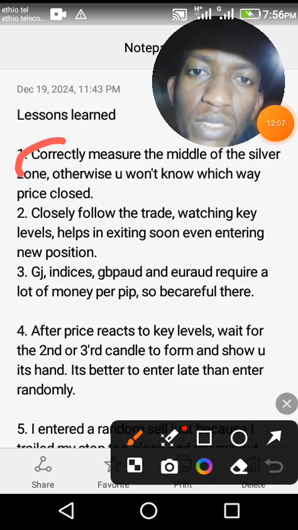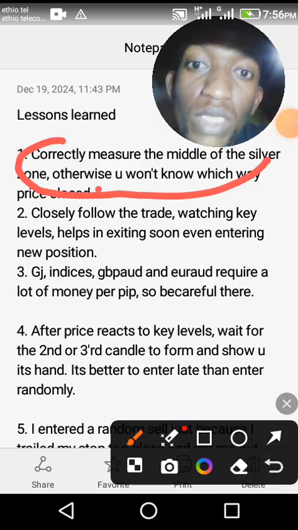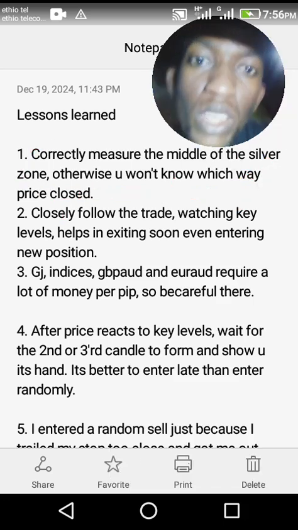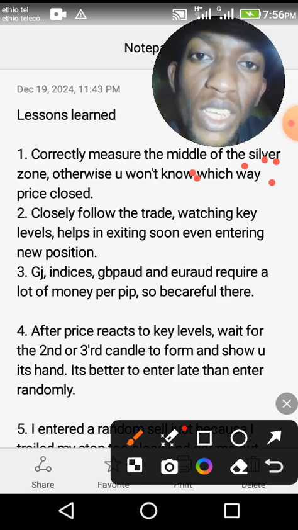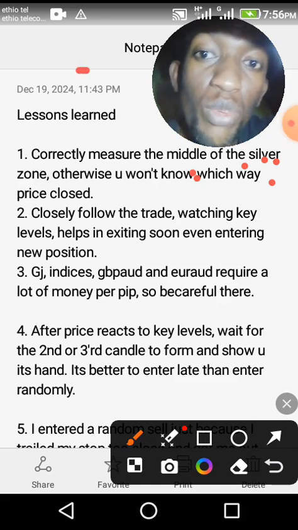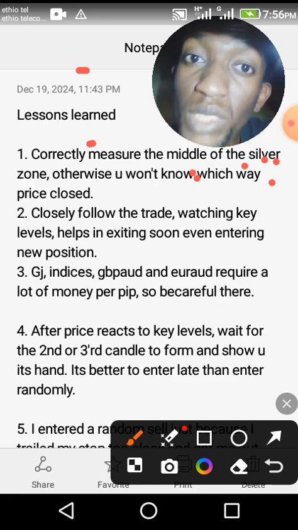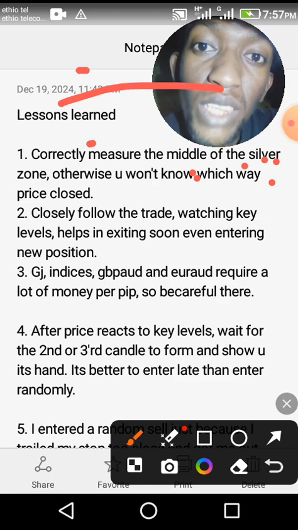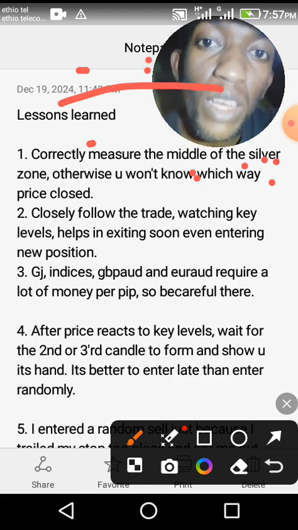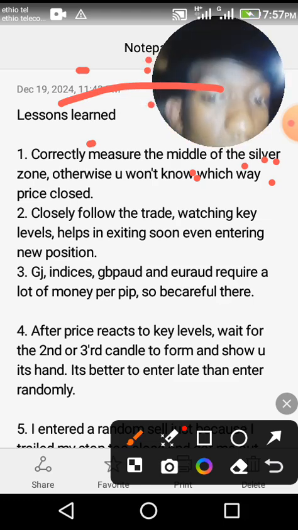Correctly measure the middle of the silver zone, because you want to know which way price closed, right? The middle of the silver zone is called the mid-axis. You want to measure the mid-axis correctly. You want to connect the bodies with the bodies. If you mess up there, I promise you, you will be wrong on the bias, on the direction. That is gonna determine where the price has closed with the body. Is it up there or down there, right?